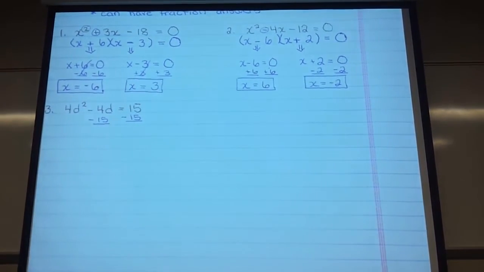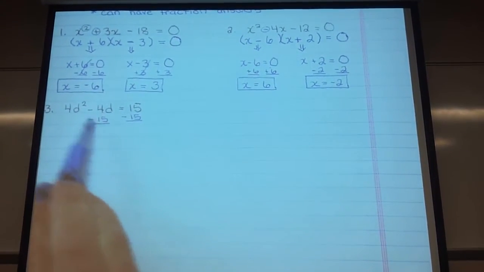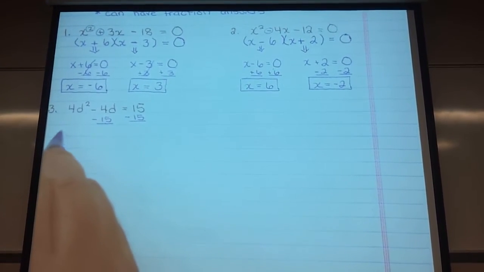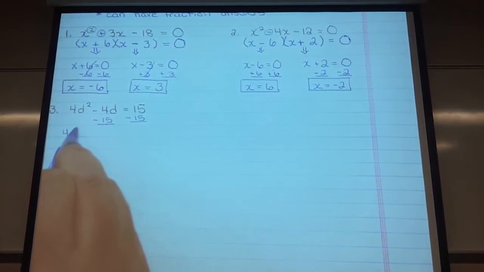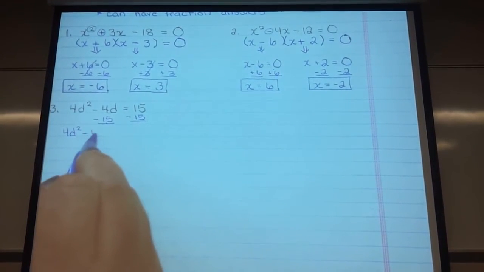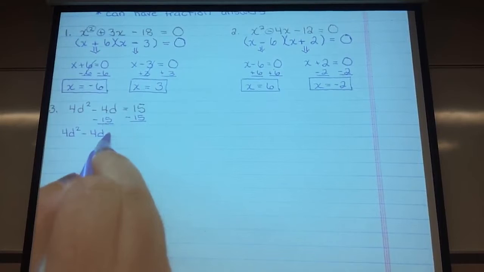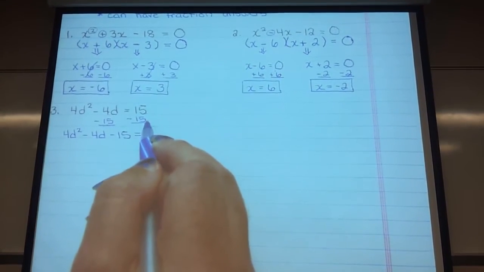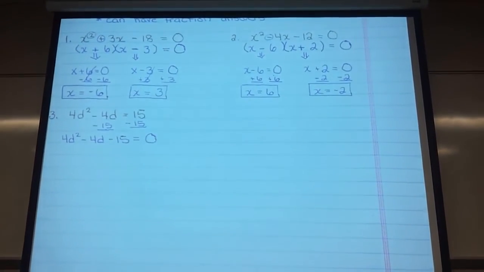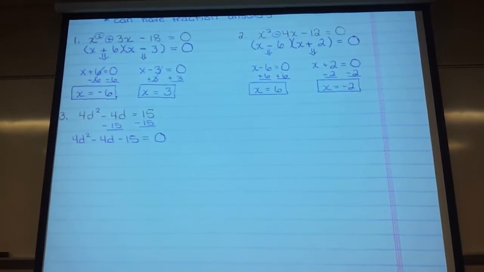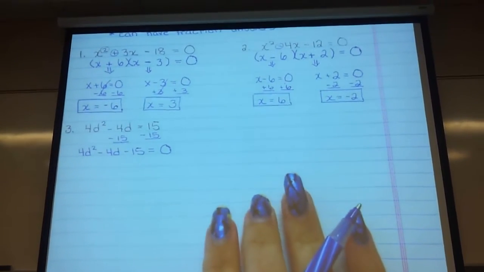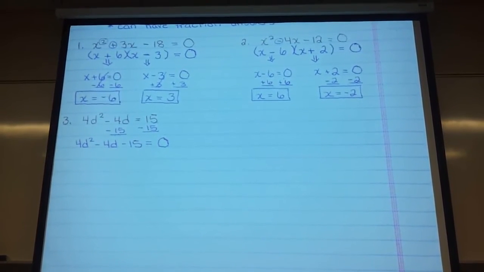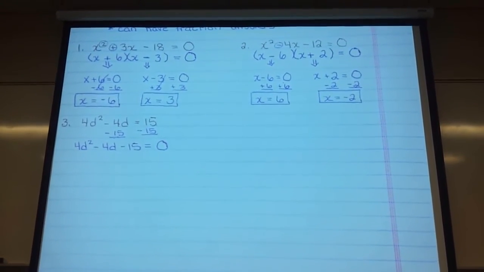Now watch carefully how I'm going to write this. None of these go together. This is a d squared, this is a d, this is a number. So you're going to write it exactly how you see it: 4d squared minus 4d minus 15 equals, and then 15 minus 15 is 0. Look at that, 0 is all by itself on the right side. So you have to do that step first. Do we have a common number here? Nope. What type of factoring is this one?